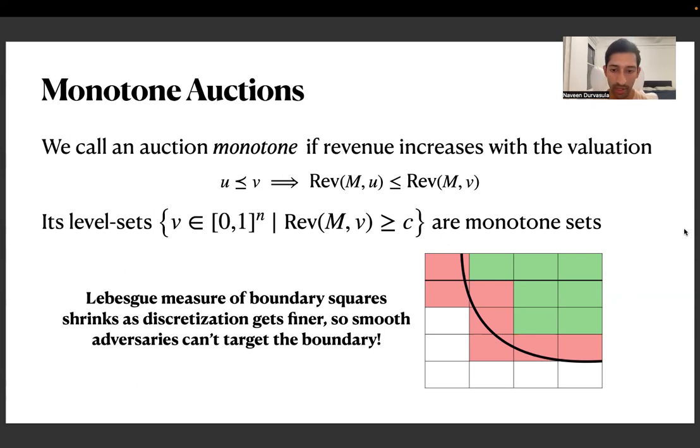And why is this intuitively helpful? Well, the boundary intuitively is the place where we're unsure of what the revenue is. The interior, we have a solid understanding of what the revenue is. And so if the adversary can't target the boundary, perhaps learnability is possible.